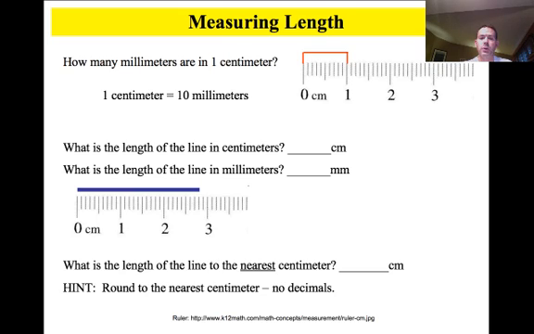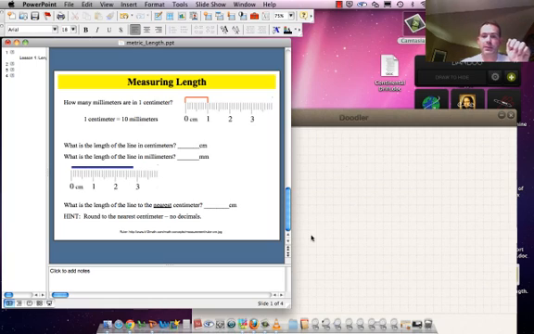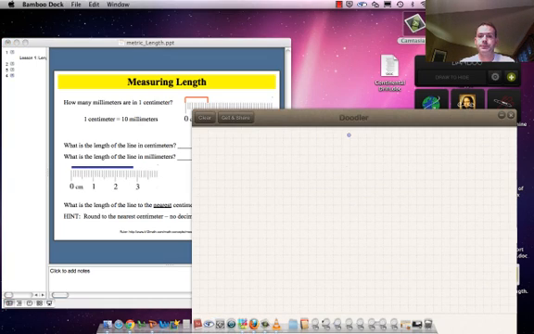Okay, so here's some other questions. Try these out. Do these next 3 questions. Again, pause the video right now. Just pause it for a minute while you figure out what's the length of this line in centimeters, in millimeters, and then down here, what's the length of the line to the nearest centimeter? Pause the video and answer those. Okay, you had a chance to answer them. Let's check it out.